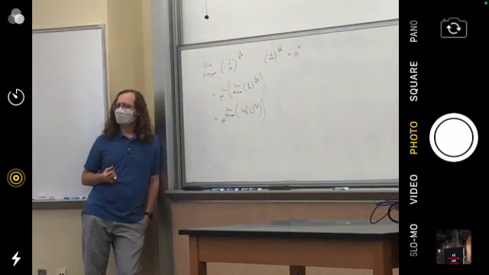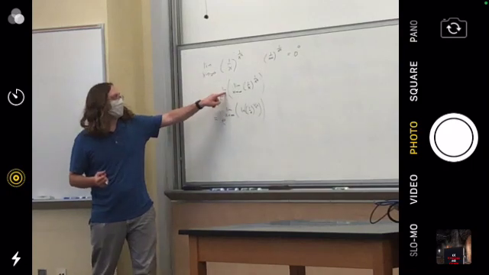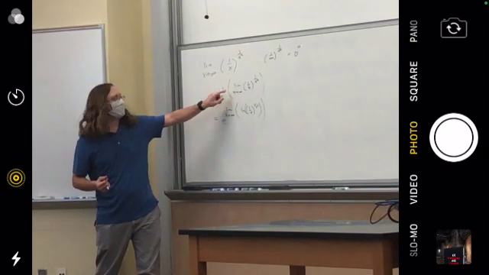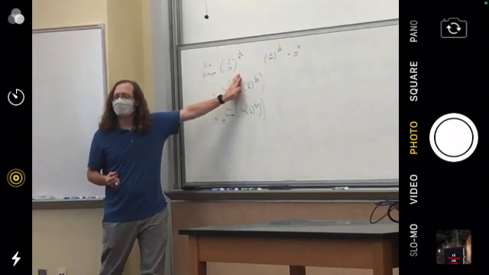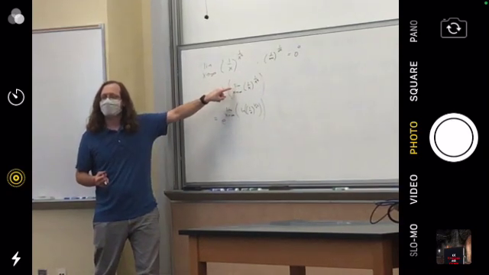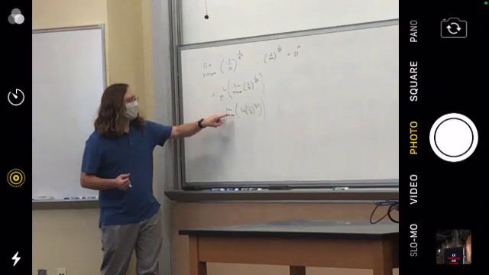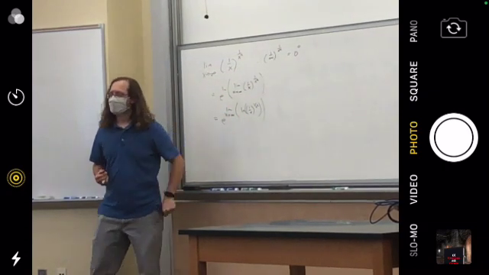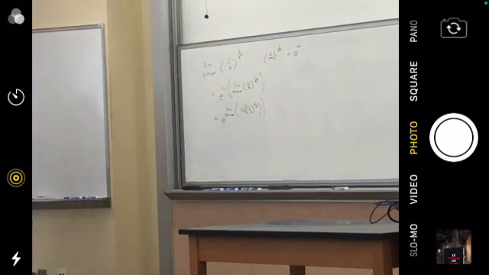Why do we want the log first? Can I use the log property here? My log's not acting on something to a power, right? It has this limit thing in the way. So I really want to interchange these two. I want to put the limit on the outside with the log on the inside. Anybody have a guess of why we're actually allowed to do that?